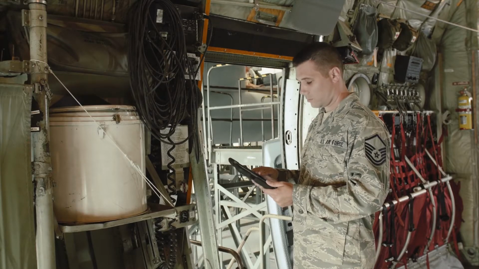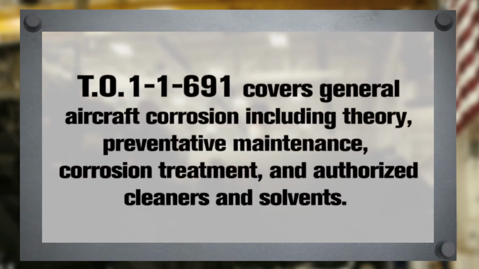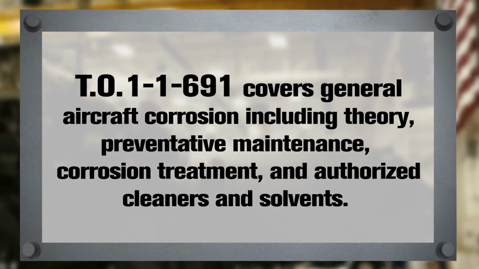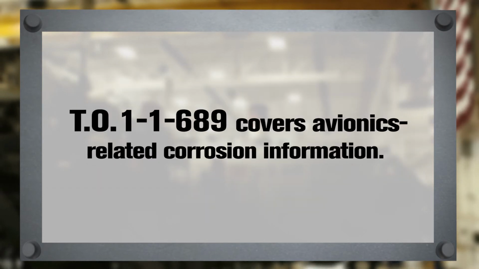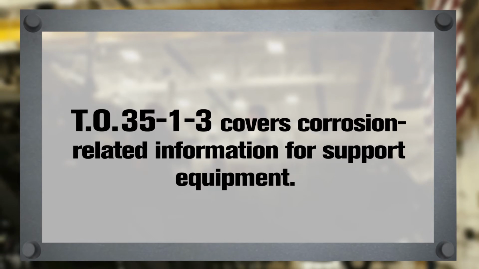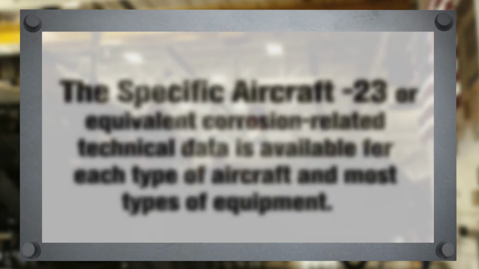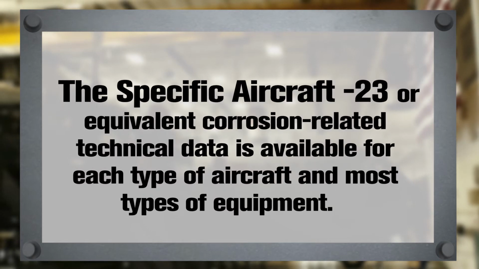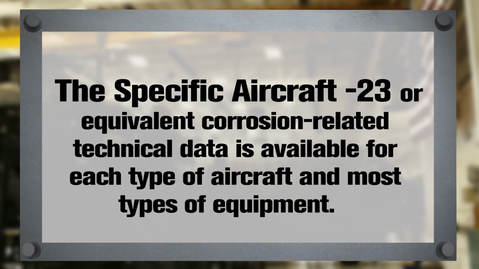Start by looking in the applicable tech data. TO 1-1-691 covers general aircraft corrosion, including theory, preventative maintenance, corrosion treatment, and authorized cleaners and solvents. TO 1-1-689 covers avionics-related corrosion information. TO 35-1-3 covers corrosion-related information for support equipment. Additionally, the specific aircraft -23 or equivalent corrosion-related technical data is available for each type of aircraft and most types of equipment.